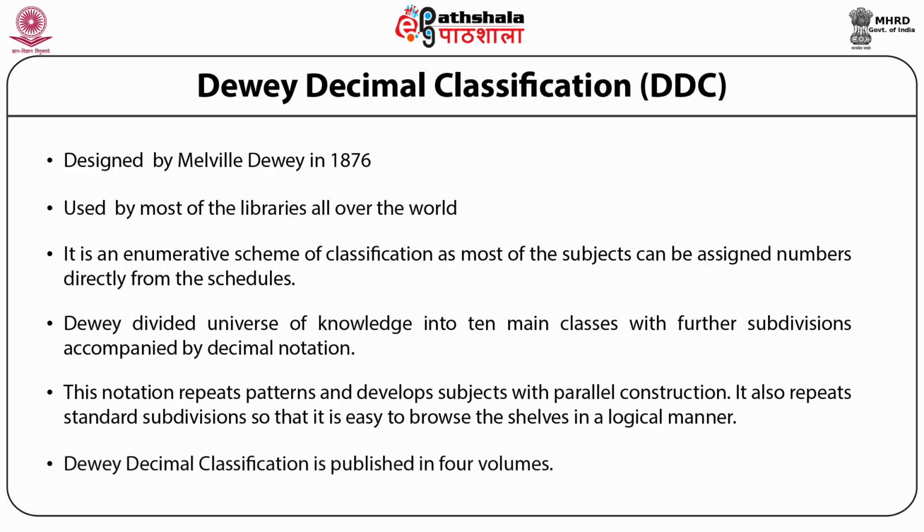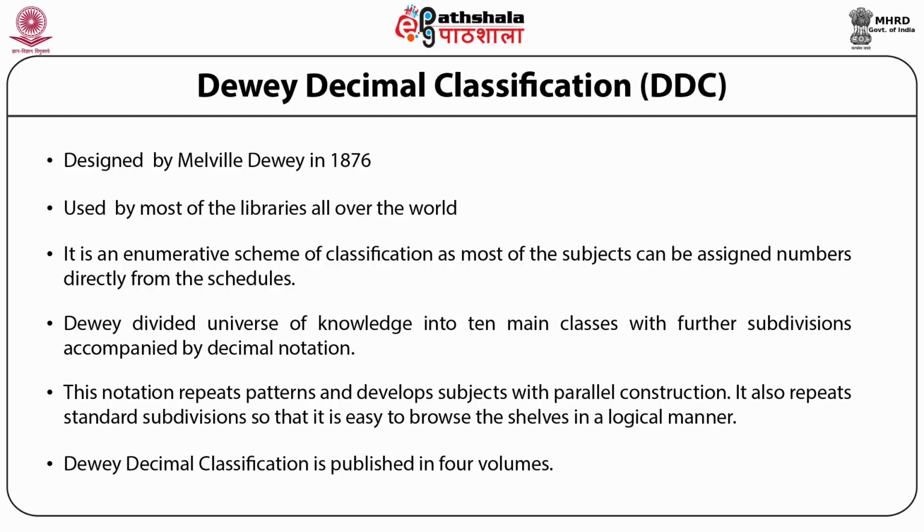Dewey Decimal Classification is presently published in 4 volumes. The first volume provides introduction with detailed explanation of schedules, tables, and instructions in classification and building of the numbers.